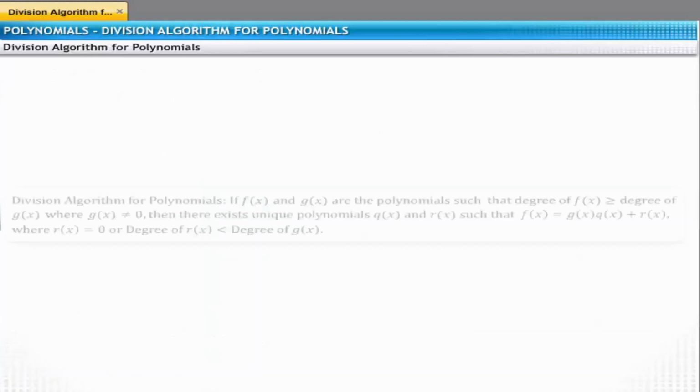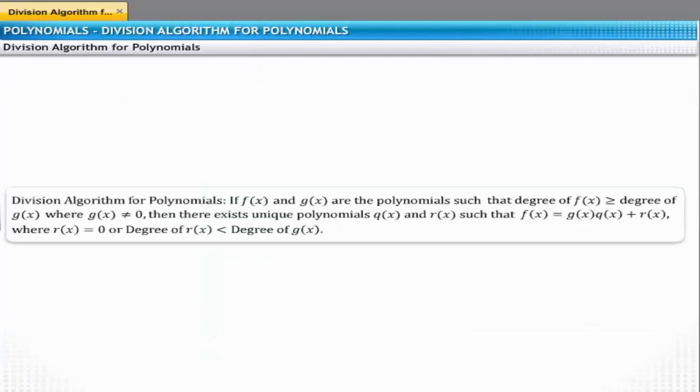In general, the division algorithm for polynomials states that if f of x and g of x are the polynomials such that the degree of f of x is greater than or equal to the degree of g of x, where g of x is not equal to 0, then there exist unique polynomials q of x and r of x such that f of x is equal to g of x into q of x plus r of x, where r of x is equal to 0 or the degree of r of x is less than the degree of g of x. This is known as the division algorithm for polynomials.